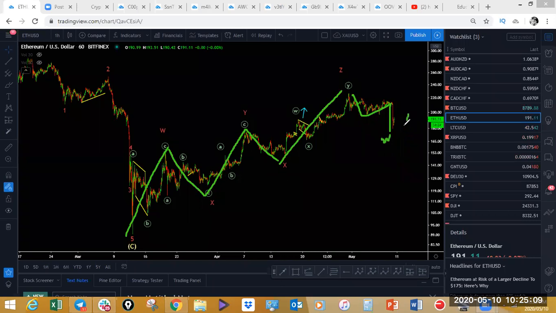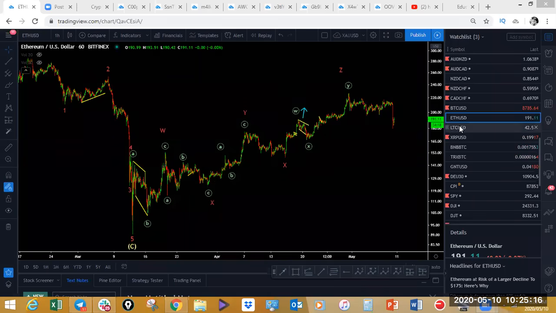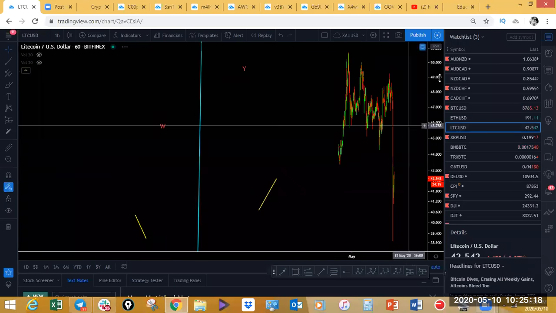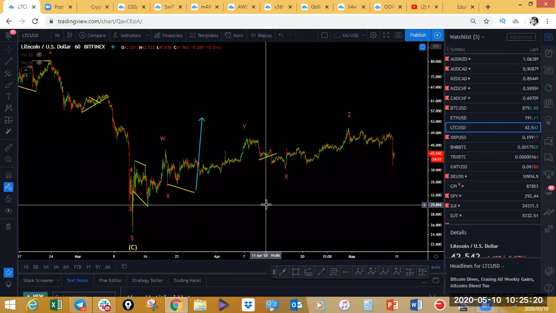So it's going to be something like this, WX, and then we'll be looking for a move back here to around the 50% area on Ethereum. Looking very clear. Litecoin, similar structure as Ethereum as well. You can see an 11 swing sequence. Why do I call it an 11 swing sequence?